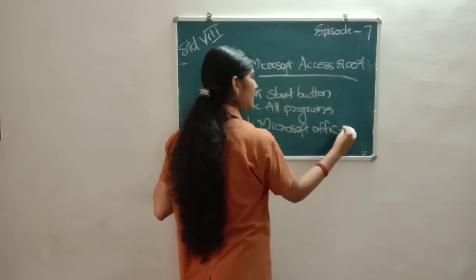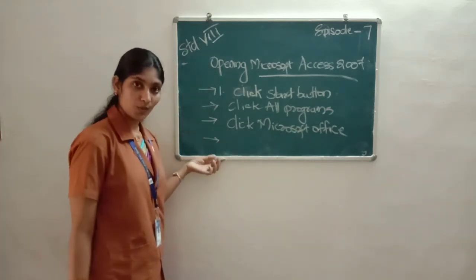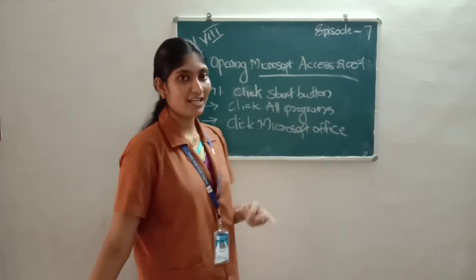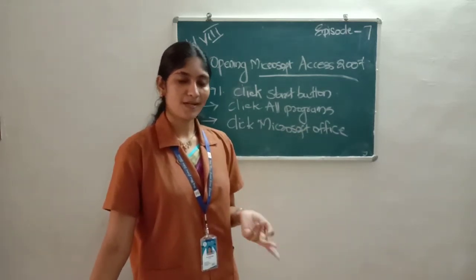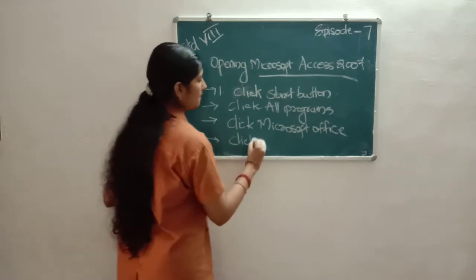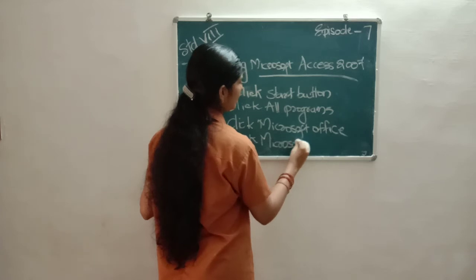So from the Microsoft Office, a drop down menu will appear. It contains our applications. Microsoft Office contains Word, presentation, spreadsheet, etc. So select or click Microsoft Office Access.